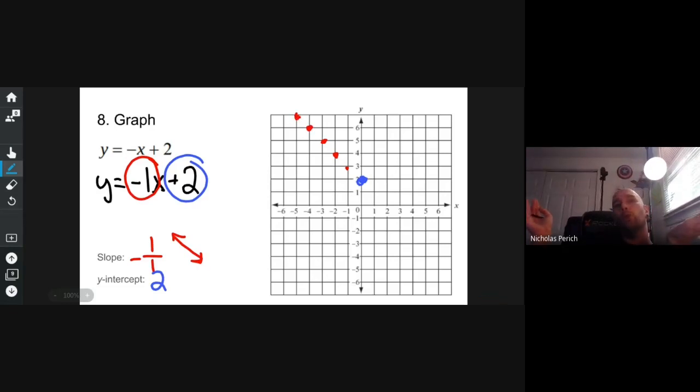I ran out of room. That's okay. I know what's going to happen. If I can go that way, then I can go that way. So up 1, left 1 is the same as down 1, right 1. You know what it is. Down 1, right 1, down 1, right 1, down 1, right 1.